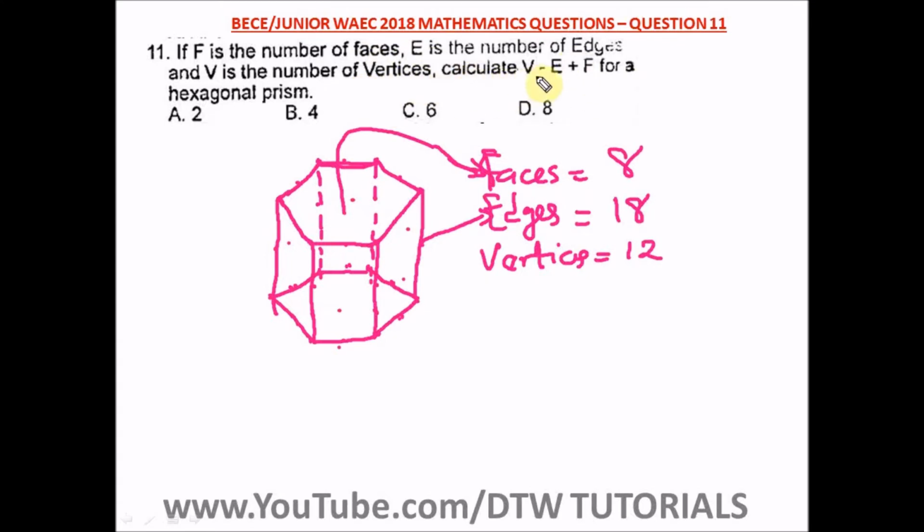So it says calculate V minus E plus F. What is V? V is 12, so that is 12 minus E. E is 18. Okay, 12 minus 18, then plus F. F is 8 plus 8. What is 12 minus 18? 12 minus 18 will give us negative 6, then plus 8. What is minus 6 plus 8? This will give us a positive 2. So we have our answer as 2, and our right option here is option A.